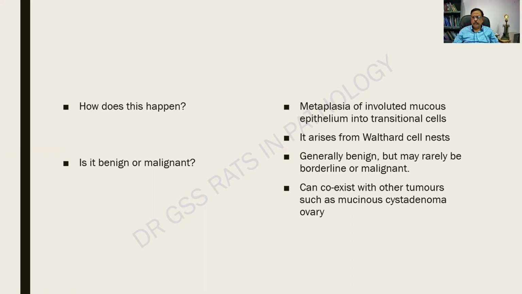So this is an important short note for you people, and we will not struggle to write it. Remember the transitional epithelium, the Walthard cell nest, the metaplasia, coffee bean nuclei, and the dense stroma.